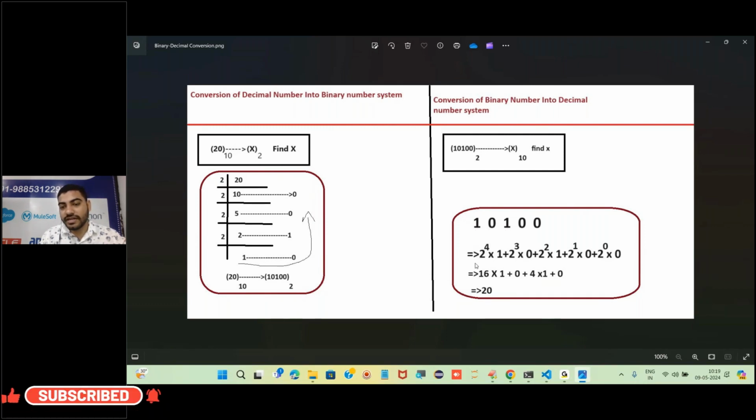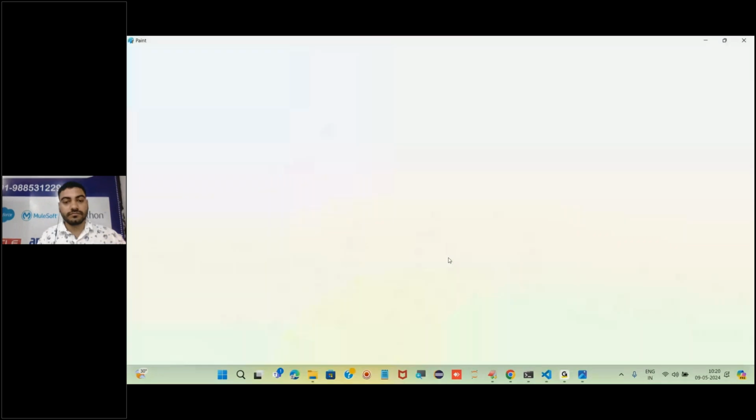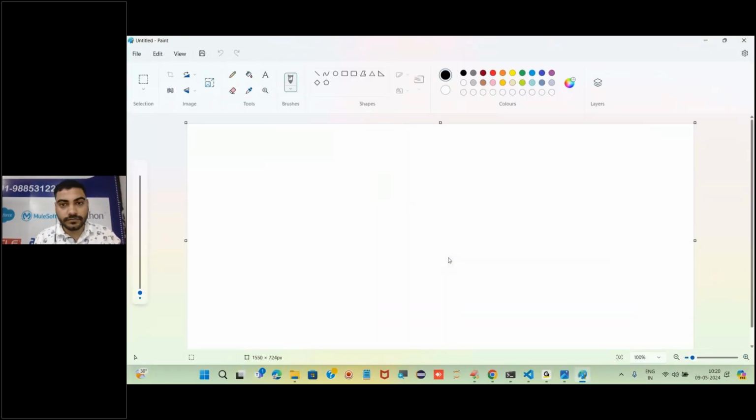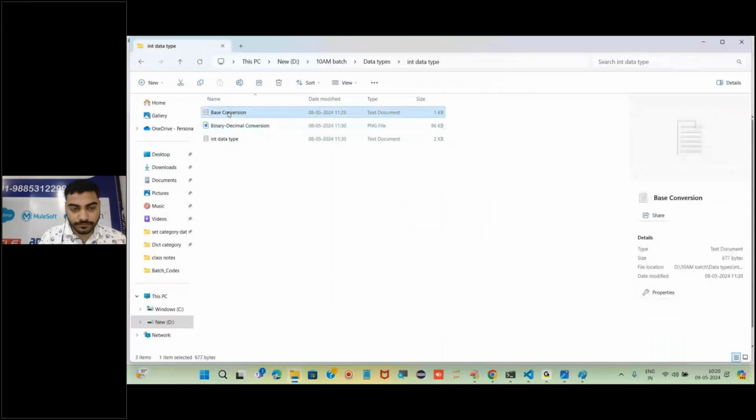2 power of 4 multiplied with 1, and 2 power of 2 multiplied with 1. So we are getting 16 multiplied with 1 as well as 4 multiplied with 1. What we are getting? 20. So both are similar. In the same thing, we are going to see conversion, so let's go for this base conversion.